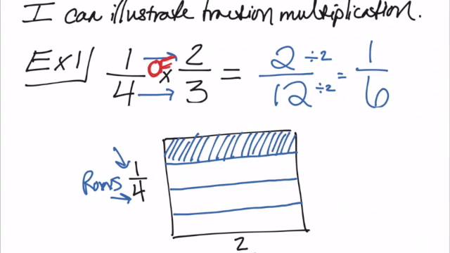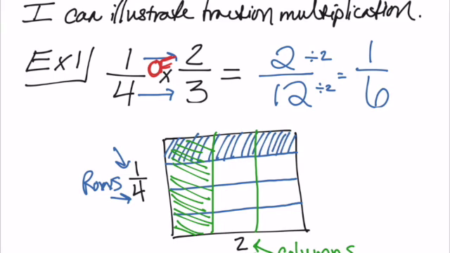Okay, go to the bottom. 2/3. These are going to be our columns. The bottom number is going to tell us how many columns to make, 3. So ignore your rows and just do 3 columns. And try to make them pretty equal. And the top number tells you how many to fill in. Fill in 2 of those. Okay, fill in 2 of these columns. All right, there we go.